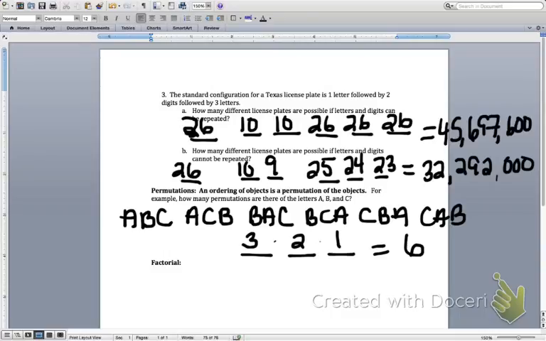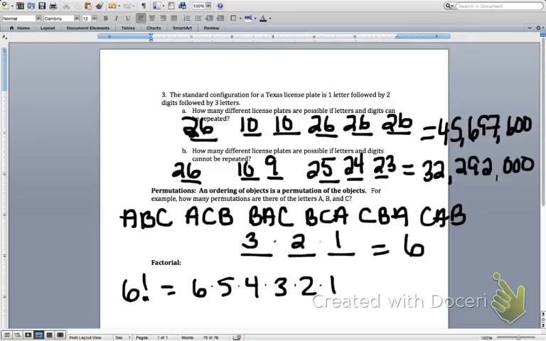We can also think of permutations as factorials. Factorials, for example, 6 factorial simply means 6 times 5 times 4 times 3 times 2 times 1. That's what this exclamation point means. That means factorial. So permutations, a way to order objects, is to take the number of objects in a permutation and use it with a factorial.